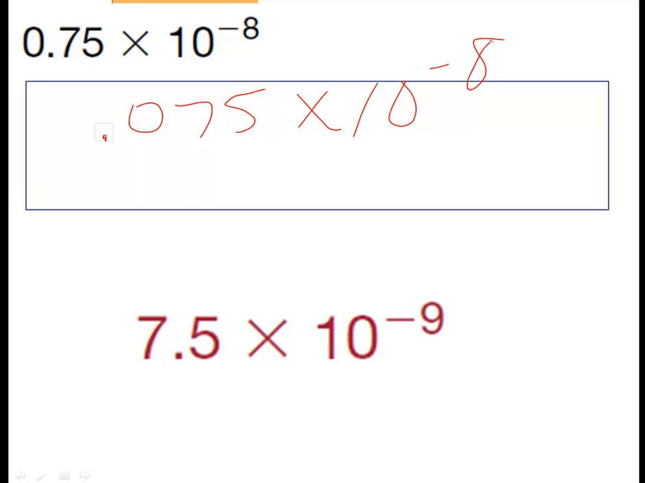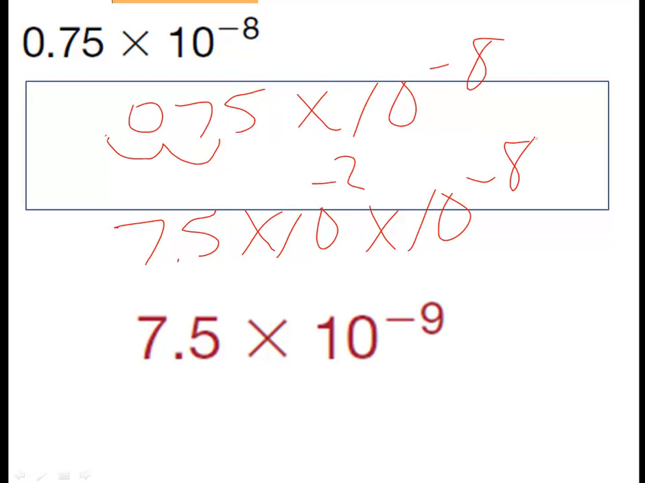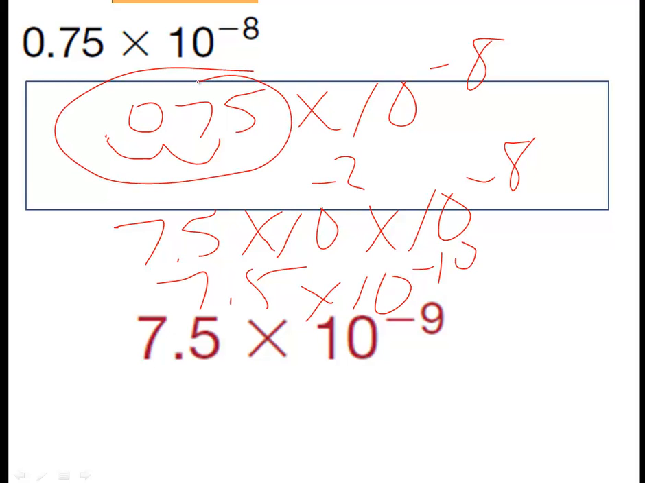Well, if our decimal's here and we got to get to scientific notation, how many times are we going to have to move this to the right? We got to get to the right-hand side of the first number that has no trailing zero. So we got to go 1, 2, right? So now we got 7.5 times 10 to the negative what? 2, because we came over 2 times 10 to the negative 8. So this becomes 7.5 times 10 to the negative 10 when it's 0.075 instead of just 0.75. Hopefully that makes a little more sense.